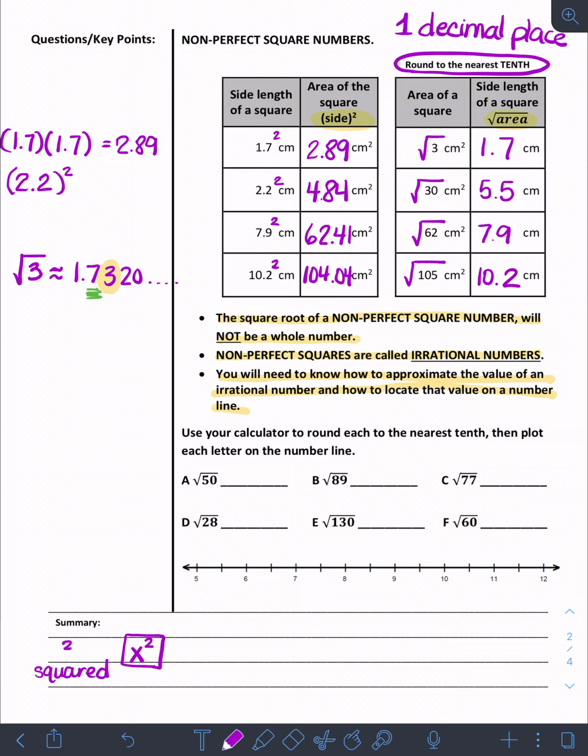Okay, use your calculator to round each of the numbers below to the nearest tenth. Remember, that's 1 decimal place. And then plot each letter on the number line. Okay, so go ahead, pause the video, find those numbers rounded to the nearest tenth, and then log back on to the video or restart the video, and then we'll look at where they fall on the number line.